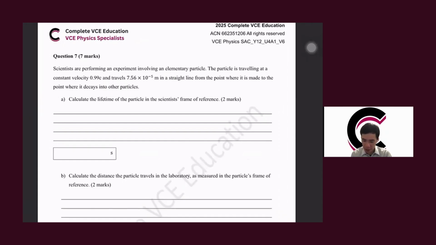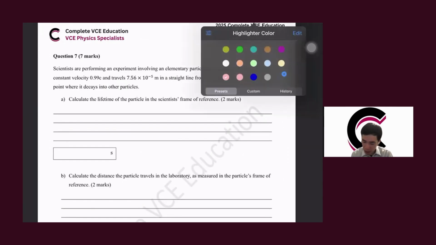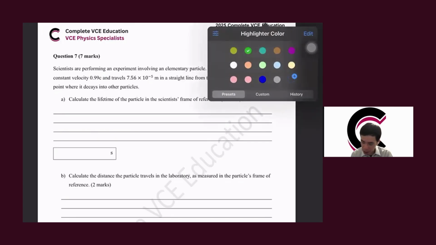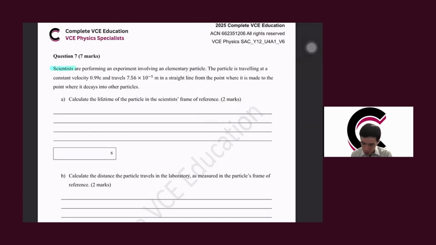Scientists, those guys are usually stationary. Okay, so scientists perform an experiment that involves an elementary particle. Let me highlight them as stationary objects. It says it travels this many meters in a single line. Now, you want to find the lifetime in the scientists' frame of reference.